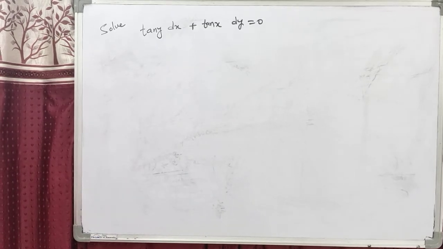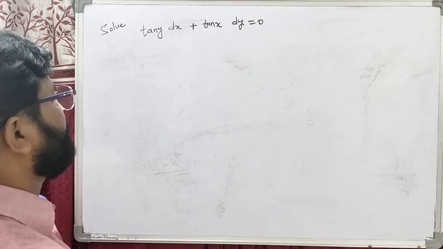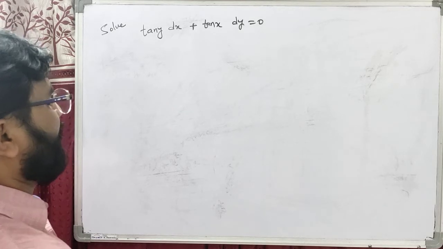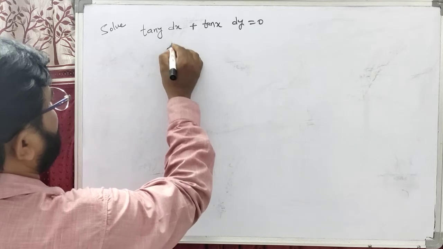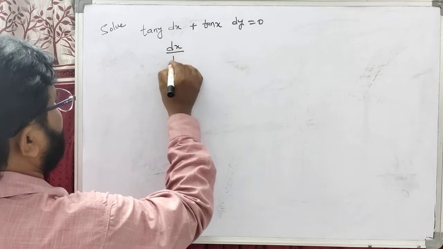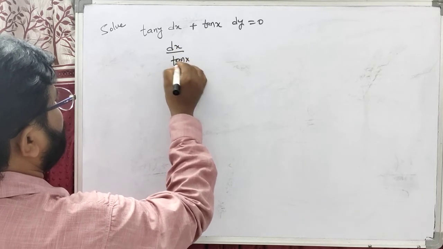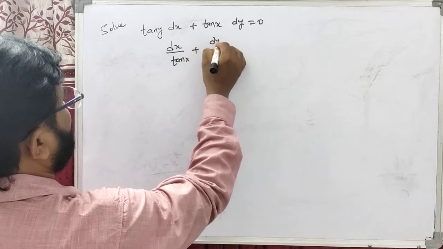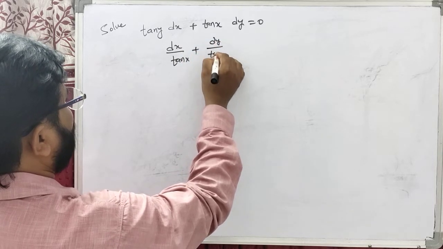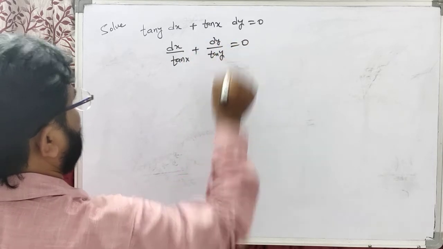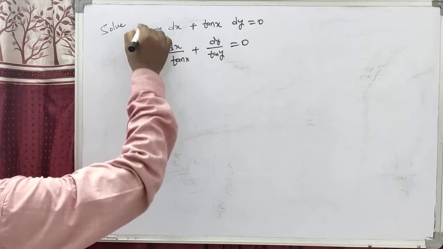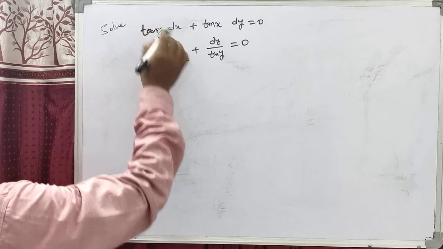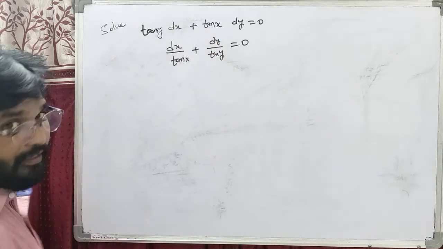Dear students, solve tan y dx + tan x dy = 0. We can write dx by tan x plus dy by tan y. When we take the LCM, this is tan y dx, this is tan x dy.